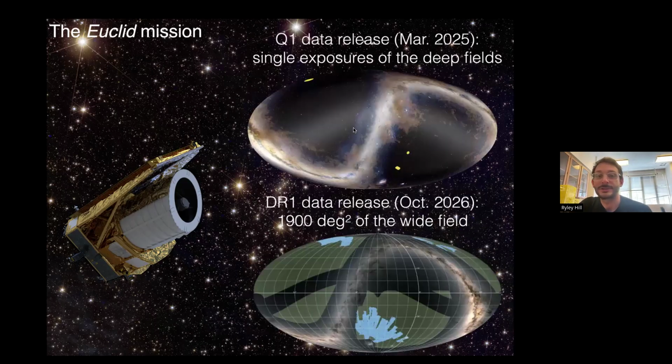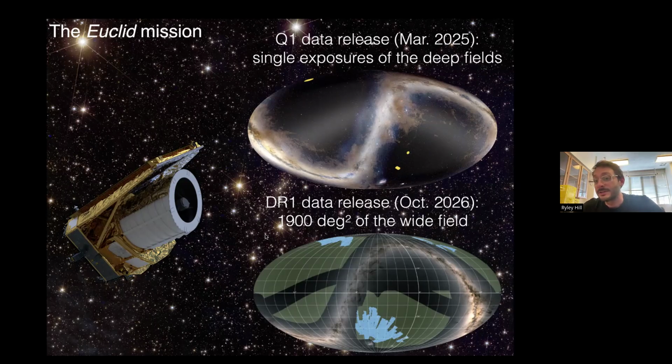So here's just a picture of where the deep fields are, these little yellow spots here, compared to the wide field, which is this green area here. And what I'm going to be talking about in the second part of the talk, which is what you can get involved in, is the Q1 data release. This is data that has already been made public, and it covers these little yellow spots. It's not as deep as it's going to be when the mission is complete, but right now you can look at Euclid data in these little deep fields.